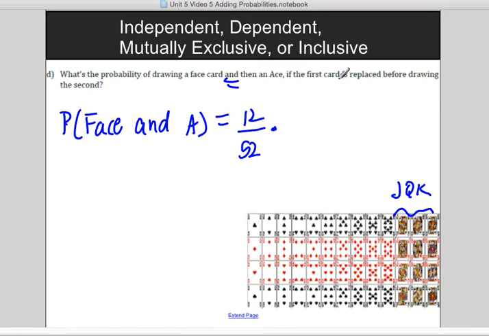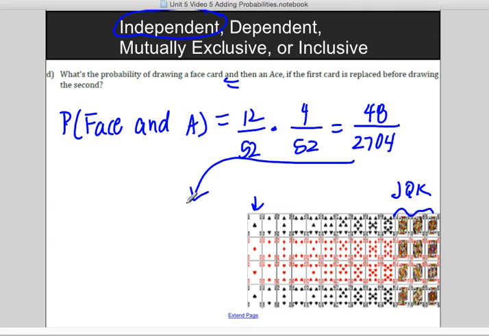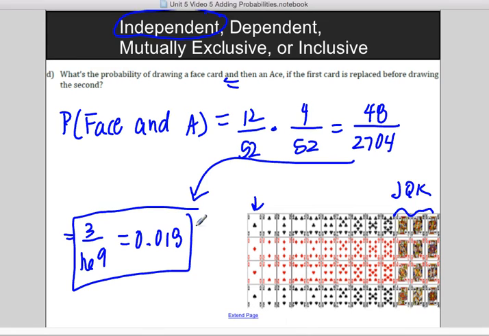Times, now the first card is replaced before drawing the second. So that tells me it's independent. What happens on this next try will not be affected, so I know it's out of 52. And an ace. How many aces are there? There are 4. So I multiply this one. I get 48 out of 2,704, which reduces to 3 over 169, or 0.018. And that is my answer for D.